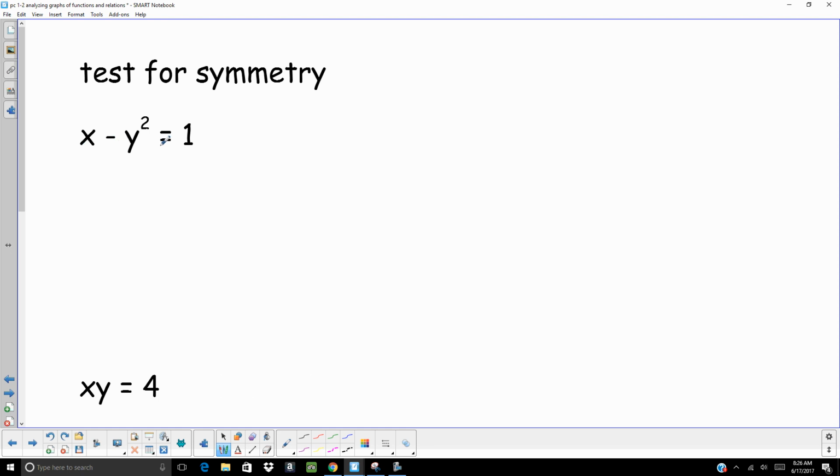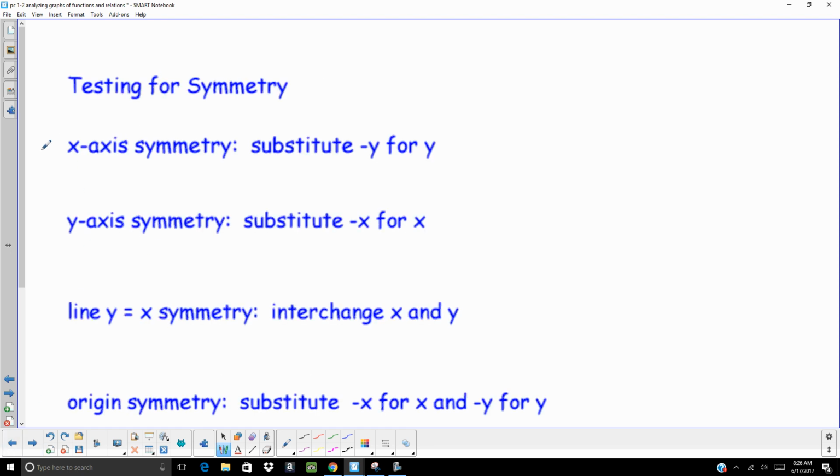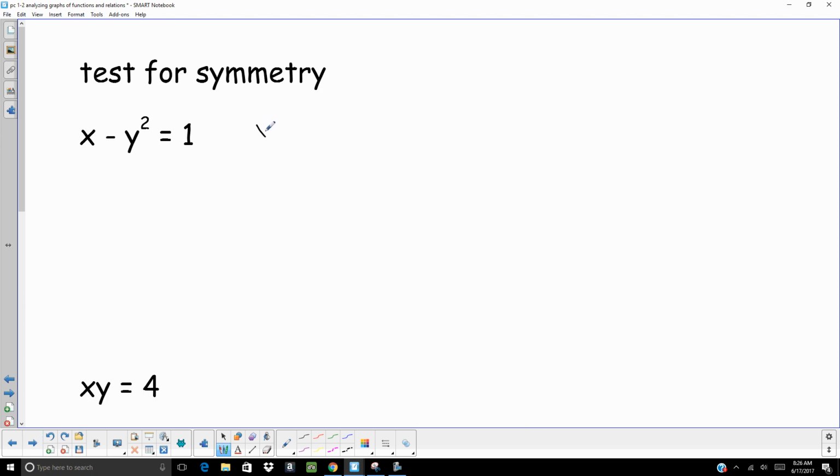So x minus y squared equals 1. So let's go ahead and test for x-axis symmetry first. So in that case, I'm going to substitute -y for y. So I take out my y, put in -y. So I'd have x minus (-y) squared equals 1. Simplify that down and I get x minus y squared equals 1. Well, did I end up with what I started with? Yeah. So we are going to go ahead and put down x-axis as one of our types of symmetry. So we need to go ahead and test for them all. I'm going to erase that because we're going to run out of room otherwise.